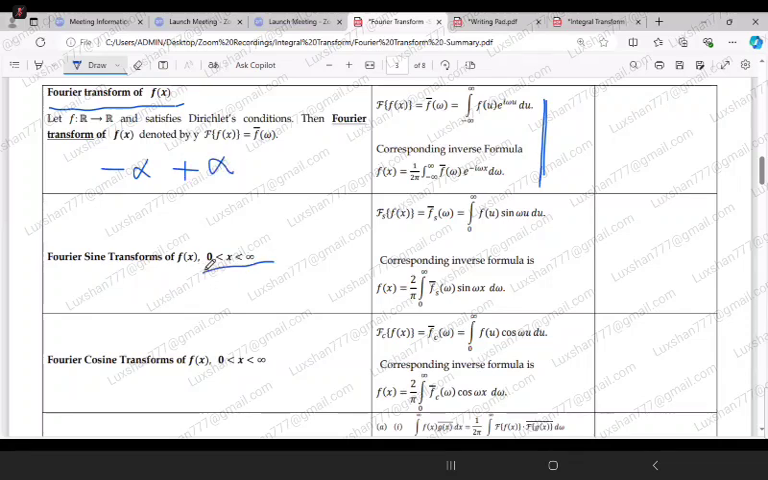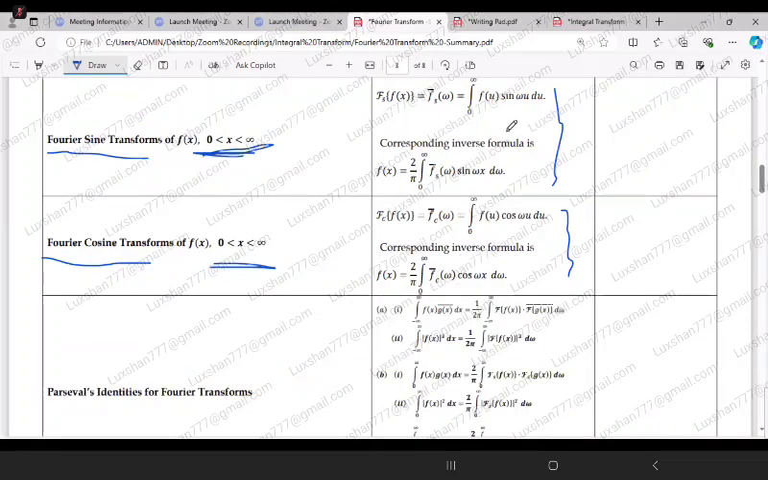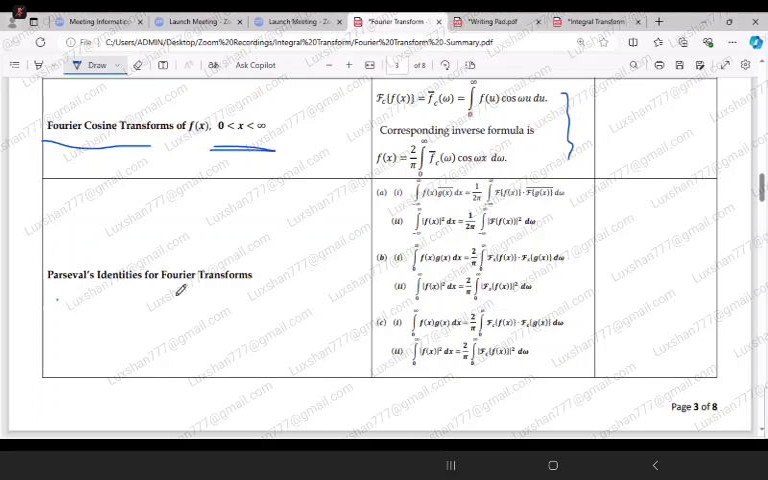Here, 0 to infinity. When the range is 0 to infinity, we can define something called the Fourier sine transform and Fourier cosine transform. Therefore, the formula is given in this way. We don't need to discuss all these things, we have already discussed them. Then we discuss the Parseval identity.